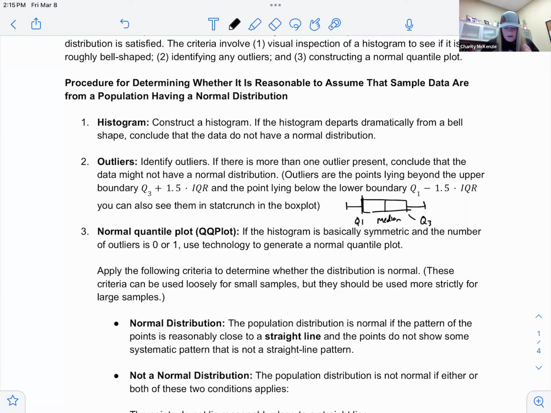An easier way: the box plot in StatCrunch automatically gives you your outliers. It does the formula for you. So that's kind of cool. It literally takes the IQR times 1.5 and adds it and subtracts it to those numbers. So we'll look at that.